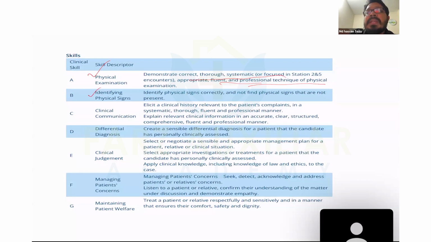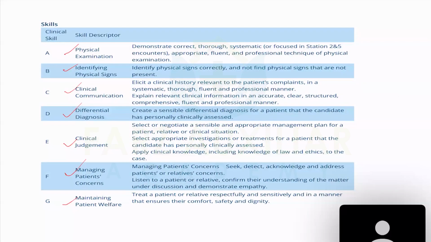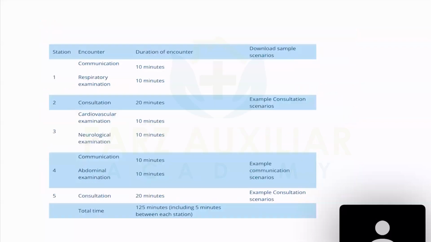Then you can find that identify physical signs, identify the clinical communication, case histories, like clinical history relevant to the patient, complex and other systematic, professional manner. You can get these things by practicing the stations. I think you all understand these skills, like physical examination, identify physical signs. You can read it out. We will explain it further. Then let's go to the next slides.